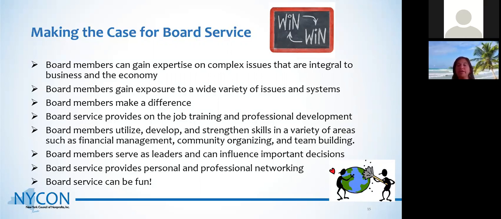I think really looking at the networking opportunities and relationships. Many people join boards because they want to give back. They want to get involved. Maybe if they're retired, they want to stay connected to their community. So board service can be fun, but it can also be a great way of connecting and making a difference. And so thinking about making the case for board service and making it a win-win, the messaging is really important when you're going out and asking people to join the board. And we'll talk more about that in a second.